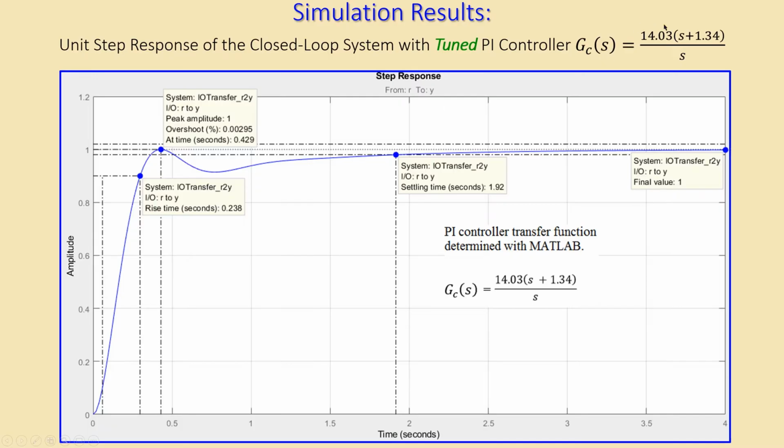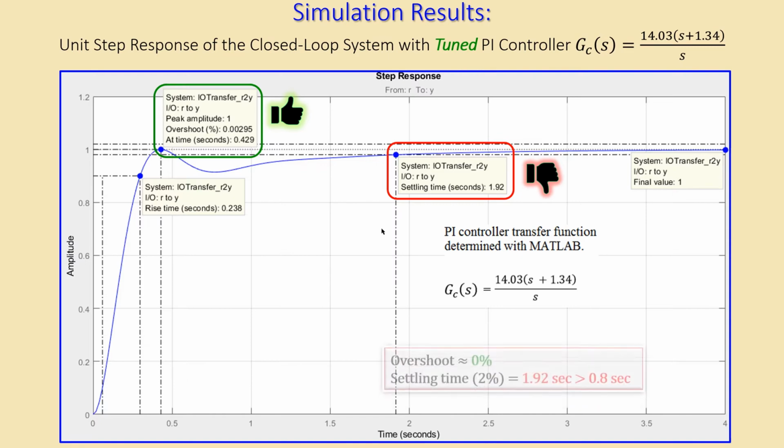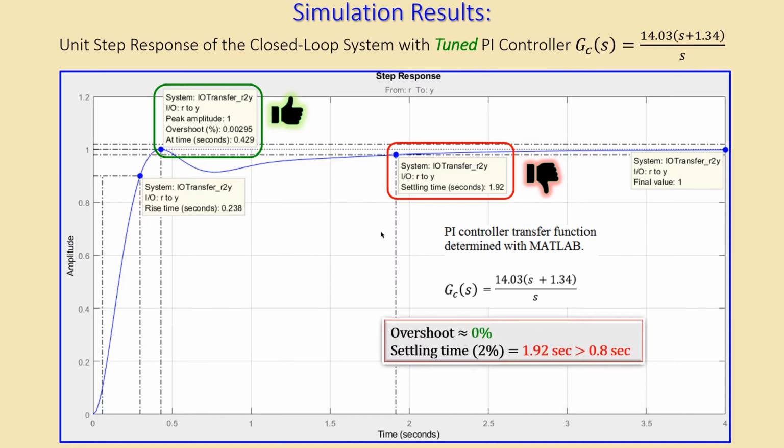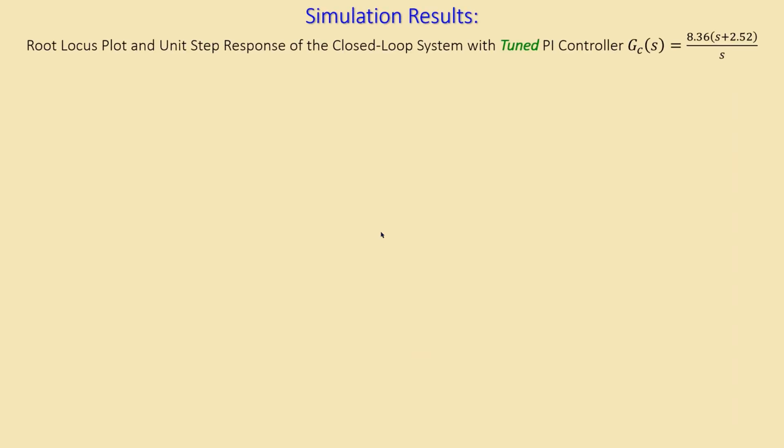I have also done this by increasing this gain, but that didn't work out either. So this is actually what we can do at best, just tuning the PI controller gain. This is okay, that's fine, but the settling time is definitely not fine. That's the result we have here, so we need to redesign this. Let's look at it in more detail.